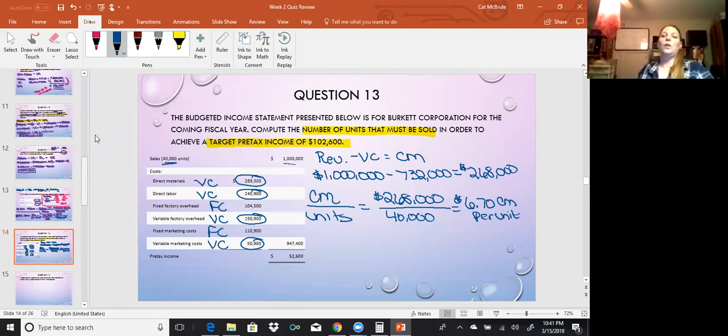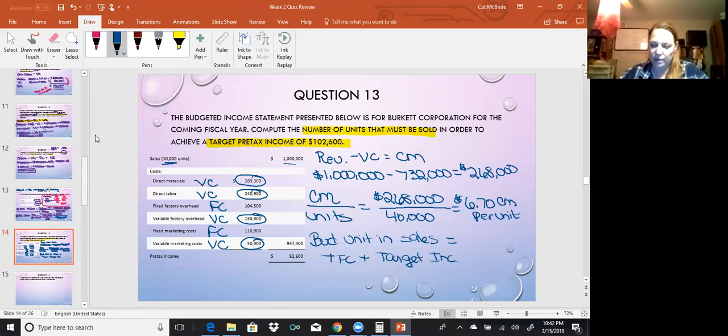All right, now we can start looking at how to figure in this 102,600 that we want extra. So to figure out our budgeted unit sales, we're going to take our total fixed costs plus whatever our target income is, because that's what we're going to add on. And we're going to divide that by our contribution margin per unit. It looks more complicated here, but it's what we just did in our lecture.